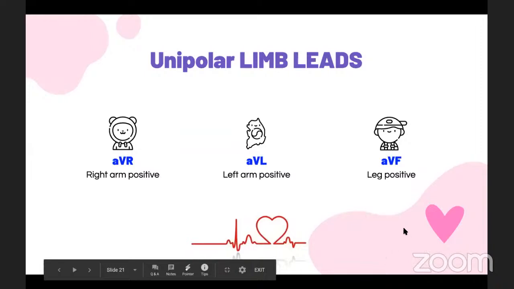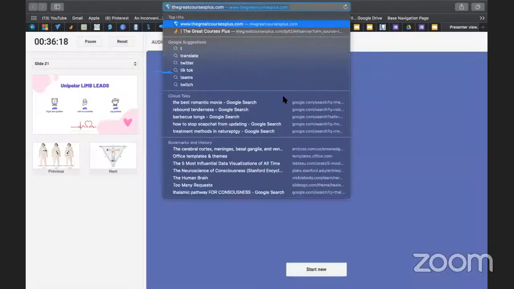The one before was bi, so we need both the poles. In this one, you only need one pole. Which one?